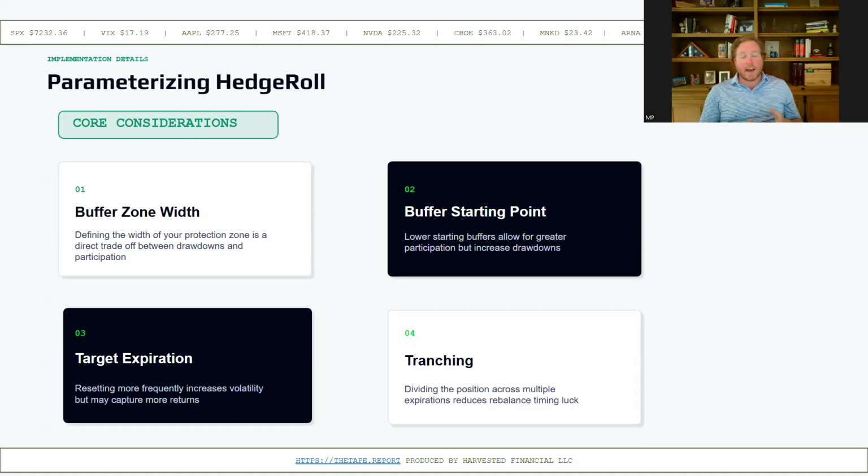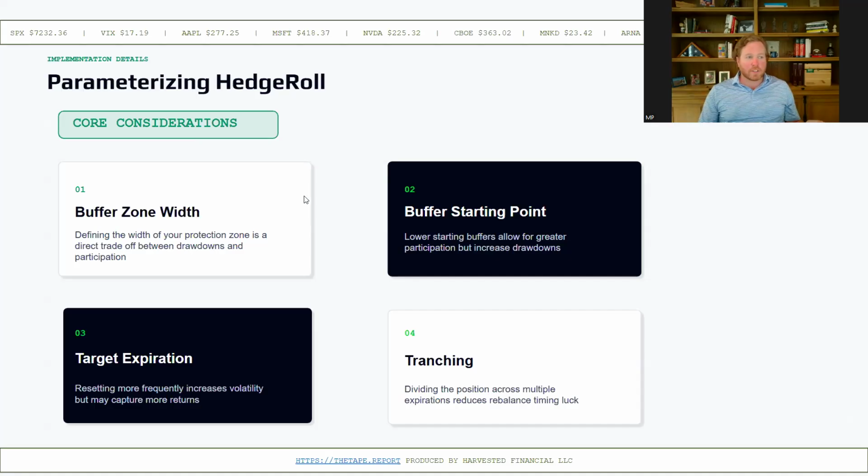What does it look like to have, for example, a greater buffer zone width? So that buffer zone is where is our long put and where is our short put? Because the tighter that zone is, the less dampening you'll get. But that'll create a cheaper put spread, allowing you to sell a call further out of the money. So determining that buffer zone width. The more buffer zone you want, the lower your participation level is going to be.